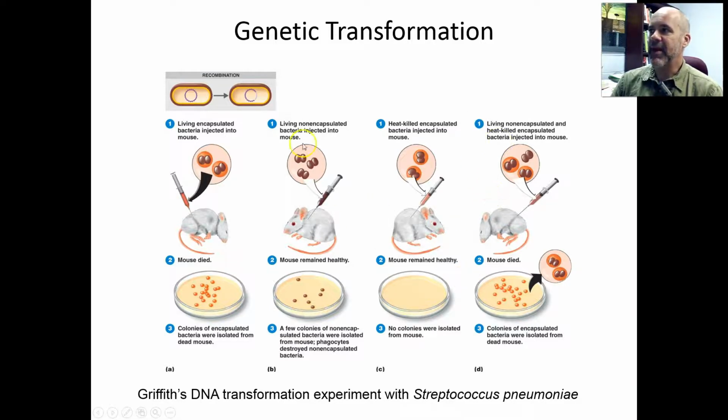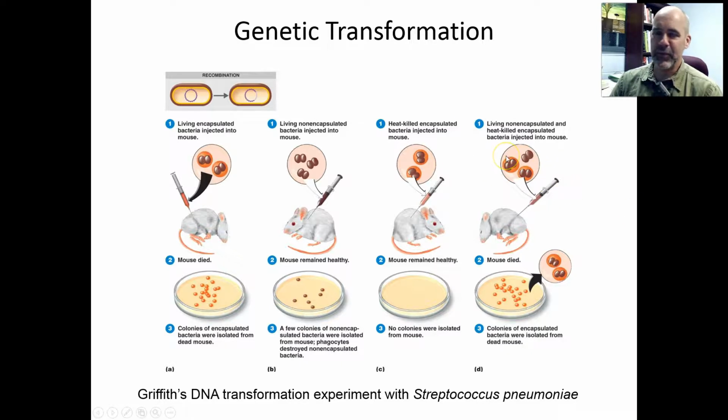Okay. Now, he also knew, and this will seem kind of obvious, if he took encapsulated Streptococcus pneumoniae and heat killed them, injected those into a mouse, the mouse remained healthy. And if he took a sample out of the mouse, swabbed that onto an agar plate in the laboratory, he couldn't culture any Streptococcus pneumoniae back because the bacteria were dead before he injected those into the mouse. Okay, so that just seems like common sense.